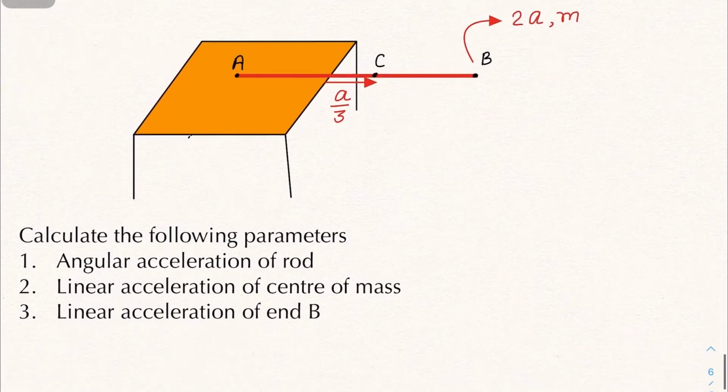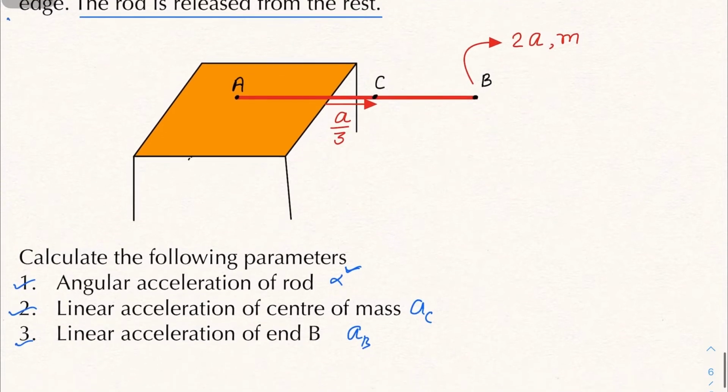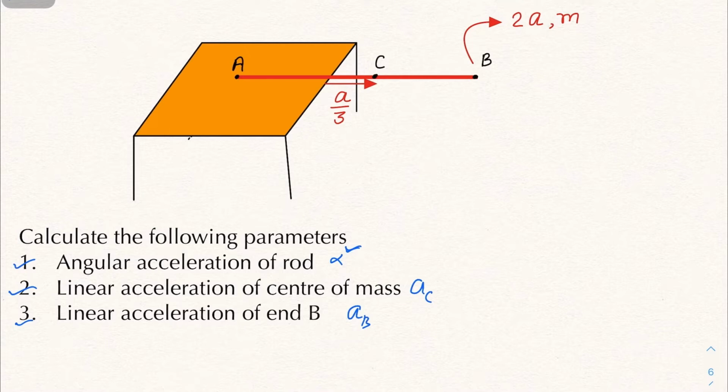Now what do we need to calculate here? We need to calculate the angular acceleration, that means alpha, the acceleration of the center of mass, and the acceleration of the end B. So first of all, I will go for alpha. Once I get alpha, then I will use the kinematics of circular motion to relate them. For alpha, I need to use Newton's second law of motion for rotation.